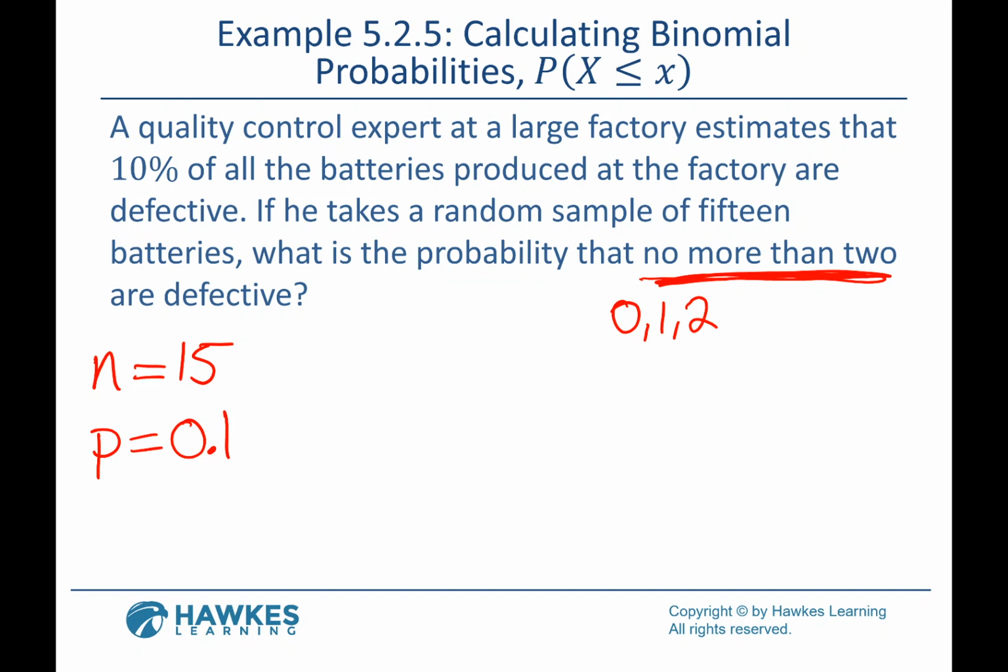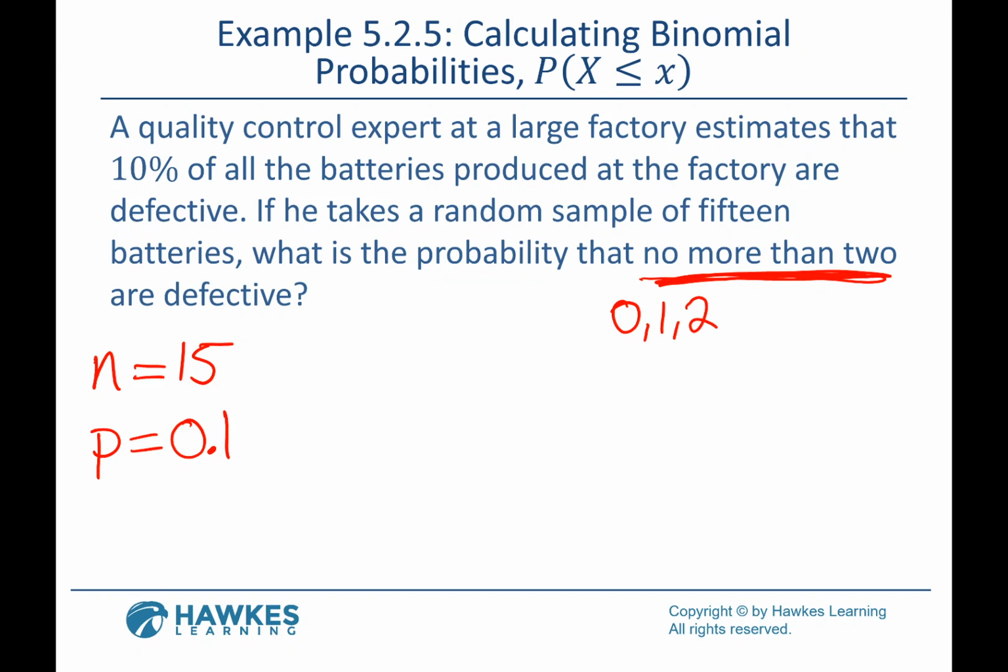It can get long though, because what if it asks us what's the probability no more than 14 are defective? Then you gotta do 0, 1, 2, 3, 4, 5, 6, 7, 8, 9, 10, 11, 12, 13, and 14, and add all those together. Nobody wants to do that. Okay. So we've got a shortcut.